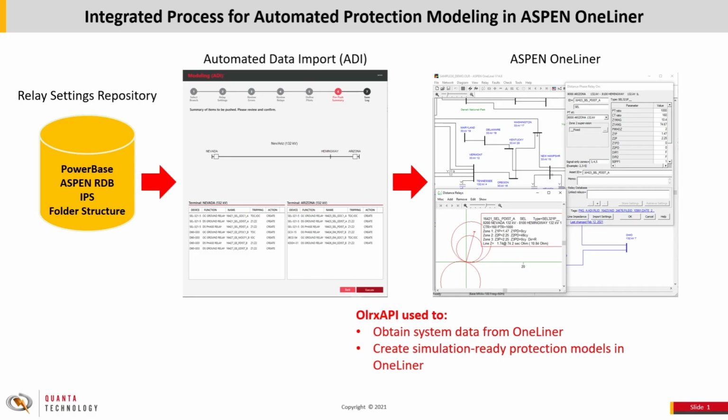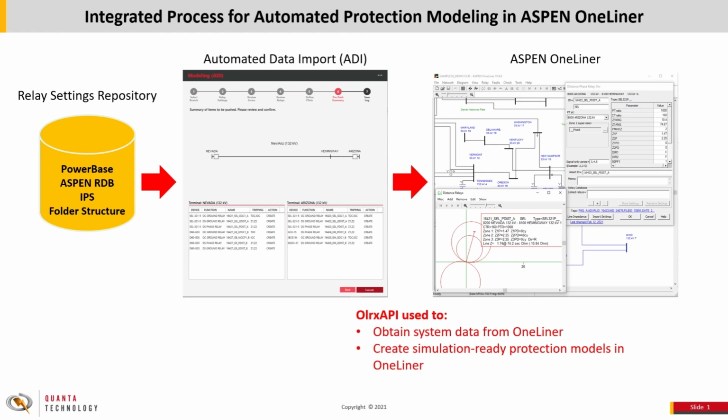The new API included with the release of Aspen OneLiner version 15 provides a significant opportunity to improve the efficiency and accessibility of this modeling effort. For this application, which we called Automated Data Import, the API is employed in a process that connects to both the Relay Settings Repository and Aspen OneLiner. This largely automated application obtains settings files directly from the Relay Repository, interprets the settings content within the files, and creates simulation-ready protection models in OneLiner.